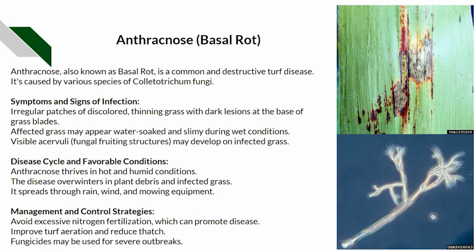Management and control strategies. We want to avoid excessive nitrogen and fertilization. This will help promote the disease. I know it sounds sort of counterproductive because you want to grow it out of the grass and get some nitrogen on the turf to help kick it along, but this is also what the disease will feed off in the turf. So we want to improve aeration and reduce thatch. Both of these will help increase the plant's health and also decrease the activity of anthracnose. Fungicides can also be used for severe outbreaks, but obviously we always recommend to use cultural and mechanical practices first.